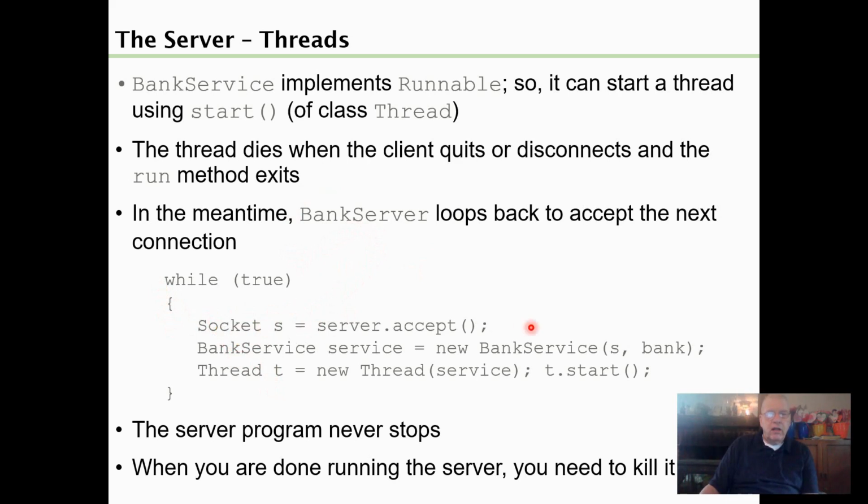The server enters the accept method, and it waits for a client to connect. When a client connects, it returns this S as the client side socket, and then the bank server creates a new BankService object called service, puts that in a thread, and then starts that thread running. And then it returns to the accept method.